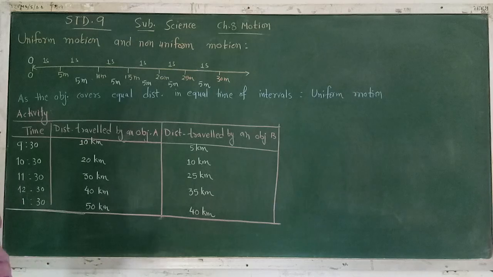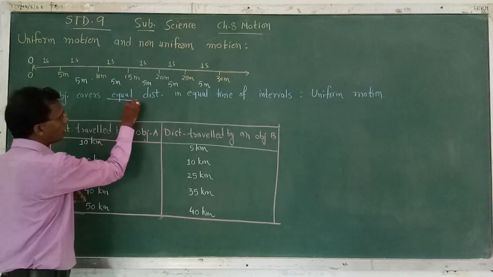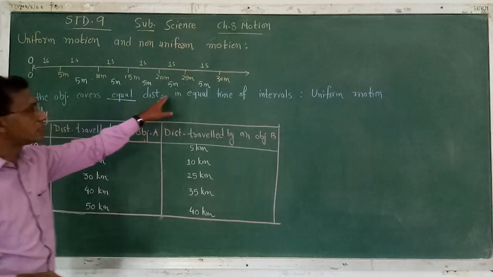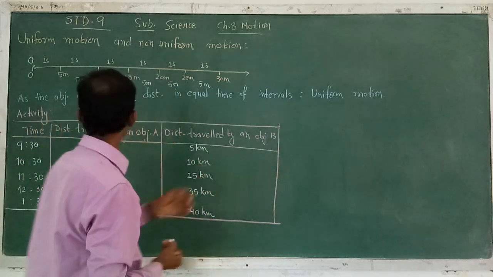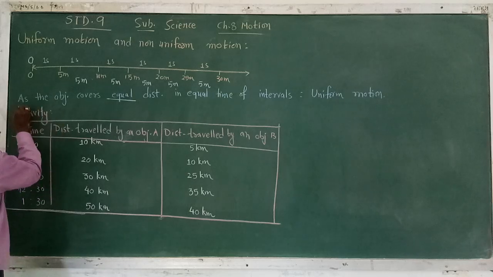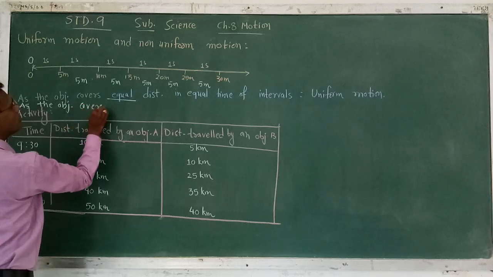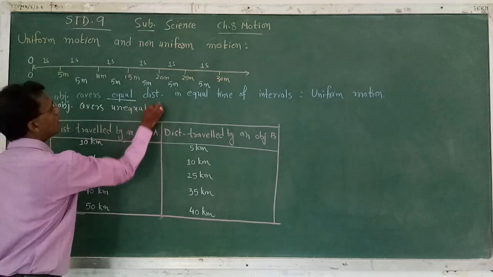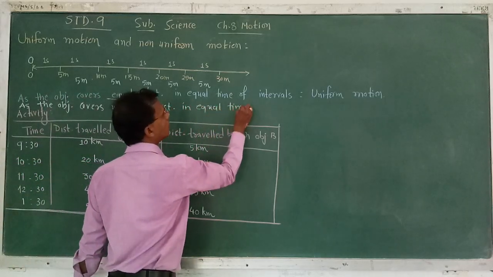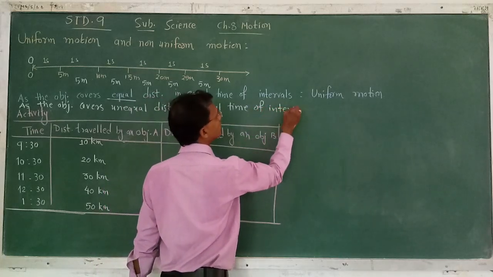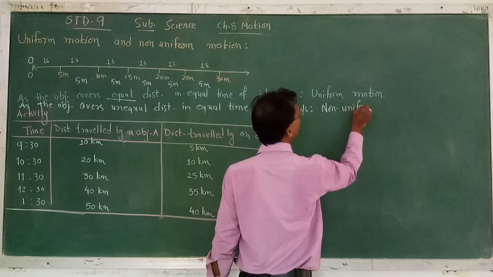Another example is non-uniform motion, where the object covers unequal distance. In place of equal, you should write unequal here. So, as the object covers unequal distance in equal time intervals, it is said to be non-uniform motion.